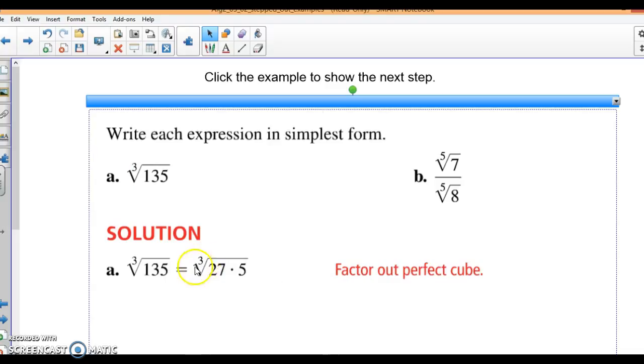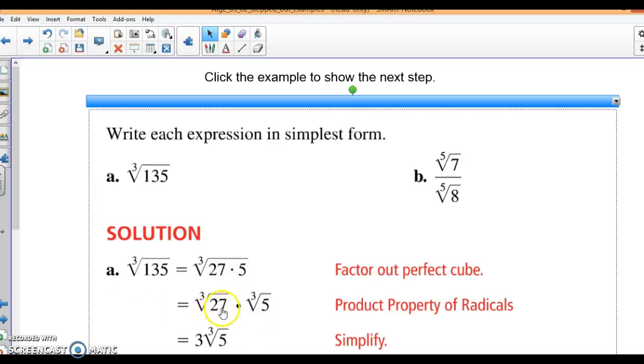And the way I can do that is I know that 27 is a perfect cube because 3 times 3 times 3 is 27. These are just some of those numbers that we have to know. Just like 8 is also a perfect cube because 2 times 2 times 2 gives me 8. But for this one, we're going to use 27. So then I can use my product property of radicals to separate them out, to split them out, and then I can simplify. Because I know this first term is a whole number, it can simplify into that whole number.